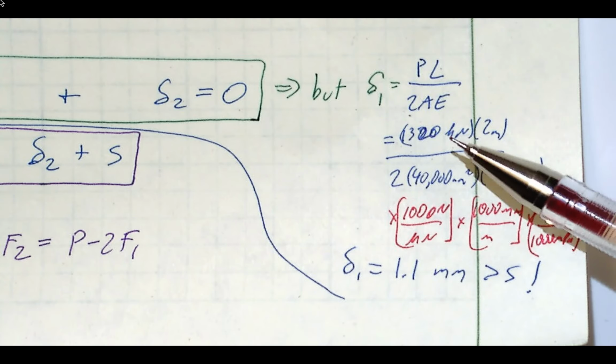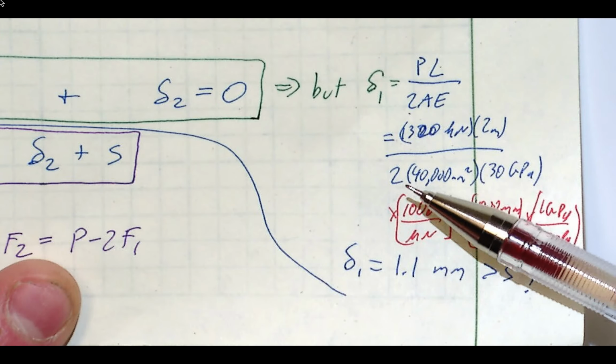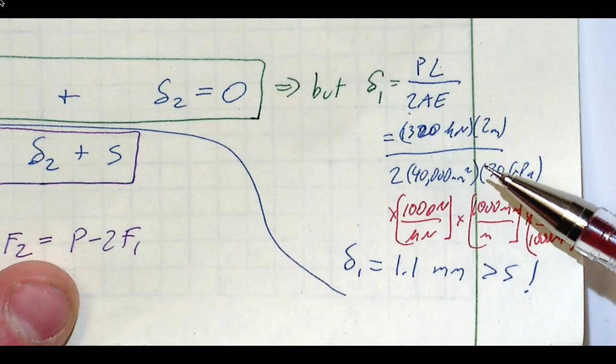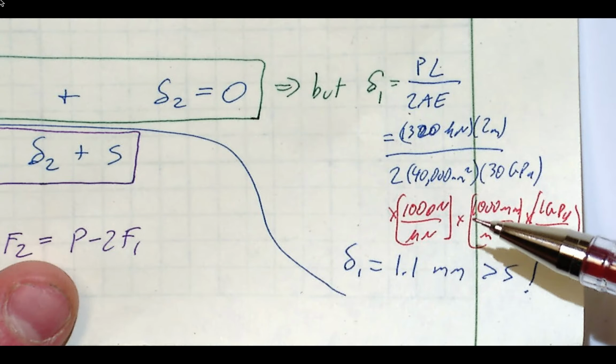Here we have the deformation in 1: the force is 1320 kilonewtons, the length is 2 meters, and there's a factor of 2 there. 40,000 millimeters squared is the area, and 30 gigapascals is the elastic modulus. I've shown the unit conversions here.